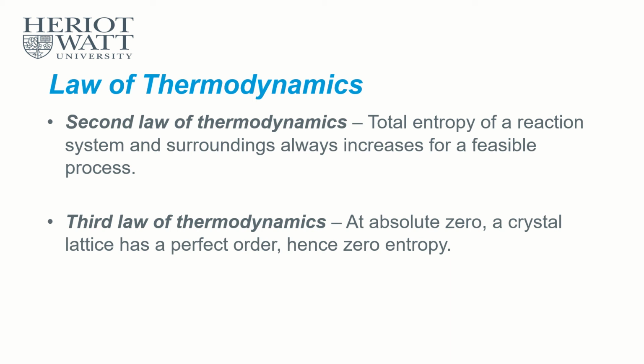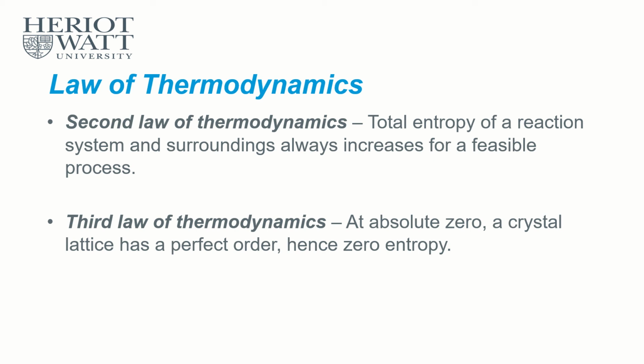You got that? So the third law of thermodynamics is that at absolute zero, which is equivalent to 0 Kelvin or negative 273 degrees Celsius, a crystal lattice has a perfect order, hence zero entropy. Now from this third law of thermodynamics, maybe you can start to imagine the meaning of entropy.